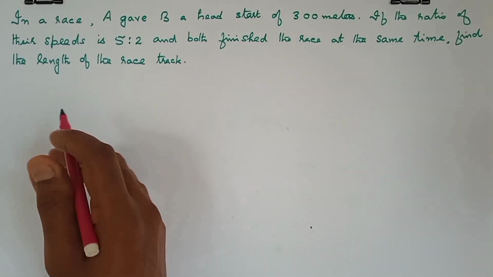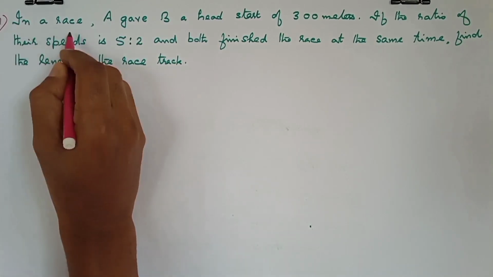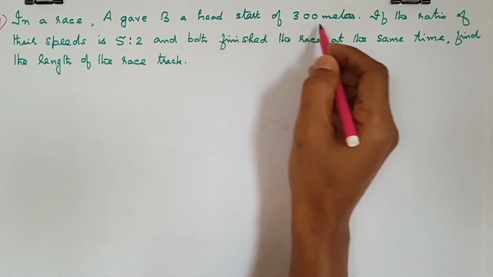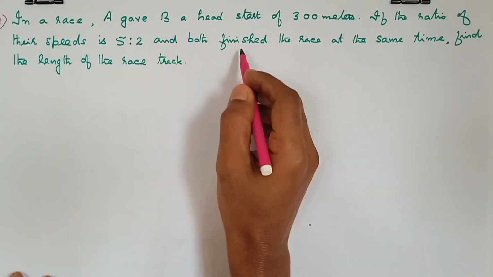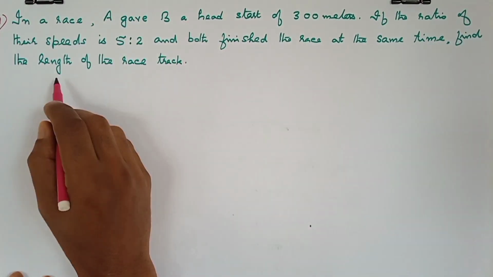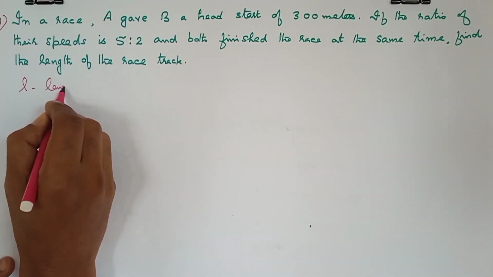Hey guys, this is a problem on races and tracks in time and distance. The question is this. In a race, A gave B a head start of 300 meters. If the ratio of their speeds is 5:2 and both finish the race at the same time, find the length of the race track. Let L be the length of the track.